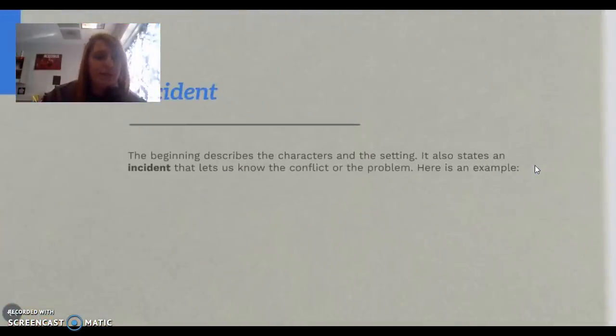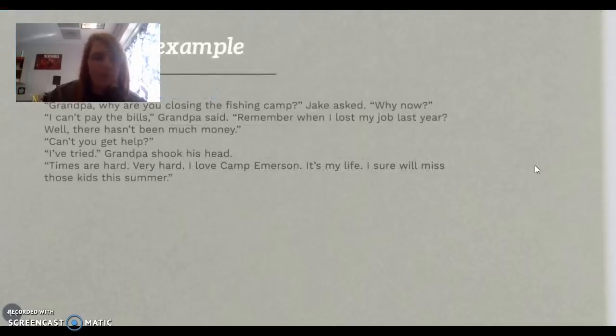So incident is at the very beginning. The beginning is going to give you the information on the characters and the setting, but it's also going to give you an incident that lets us know the conflict or the problem. So for example, we're going to read a little story here.